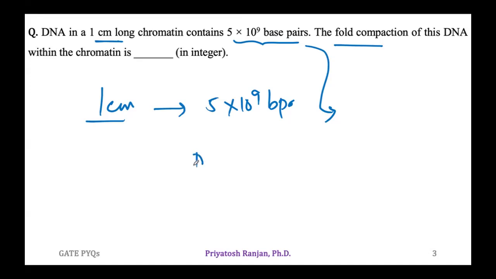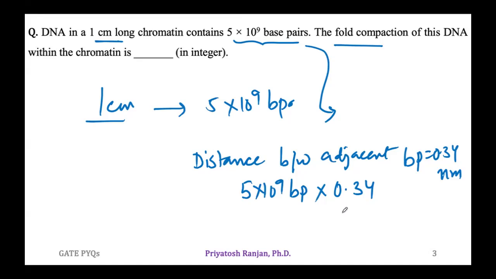So as we all know, the distance between adjacent base pairs is 0.34 nanometer. So 5 into 10 raised to 9 base pairs will correspond to 5 into 10 raised to 9 into 0.34 nanometer, and this is going to be 1.7 into 10 raised to 9 nanometer. I can convert it into meter, and we all know 1 meter equals 10 raised to 9 nanometer. So this is going to be 1.7 meter.